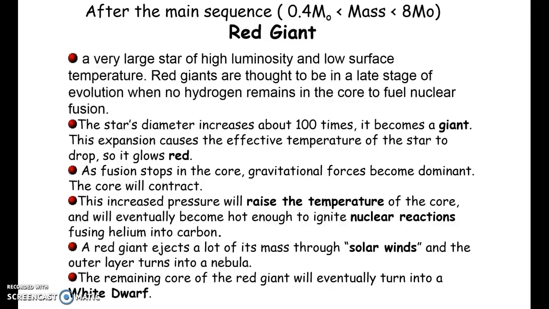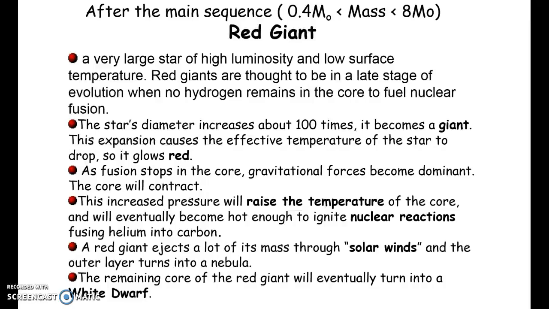This is where there's no more hydrogen left in the core. There's no longer hydrogen remaining in the core to fuel the nuclear fusion. And so what happens is that it will balloon up. The temperature of the star will drop. It's going to glow red, but fusion stops in the core. The core will contract, and to keep that equilibrium, it'll send its outer layers out. It'll grow significantly.